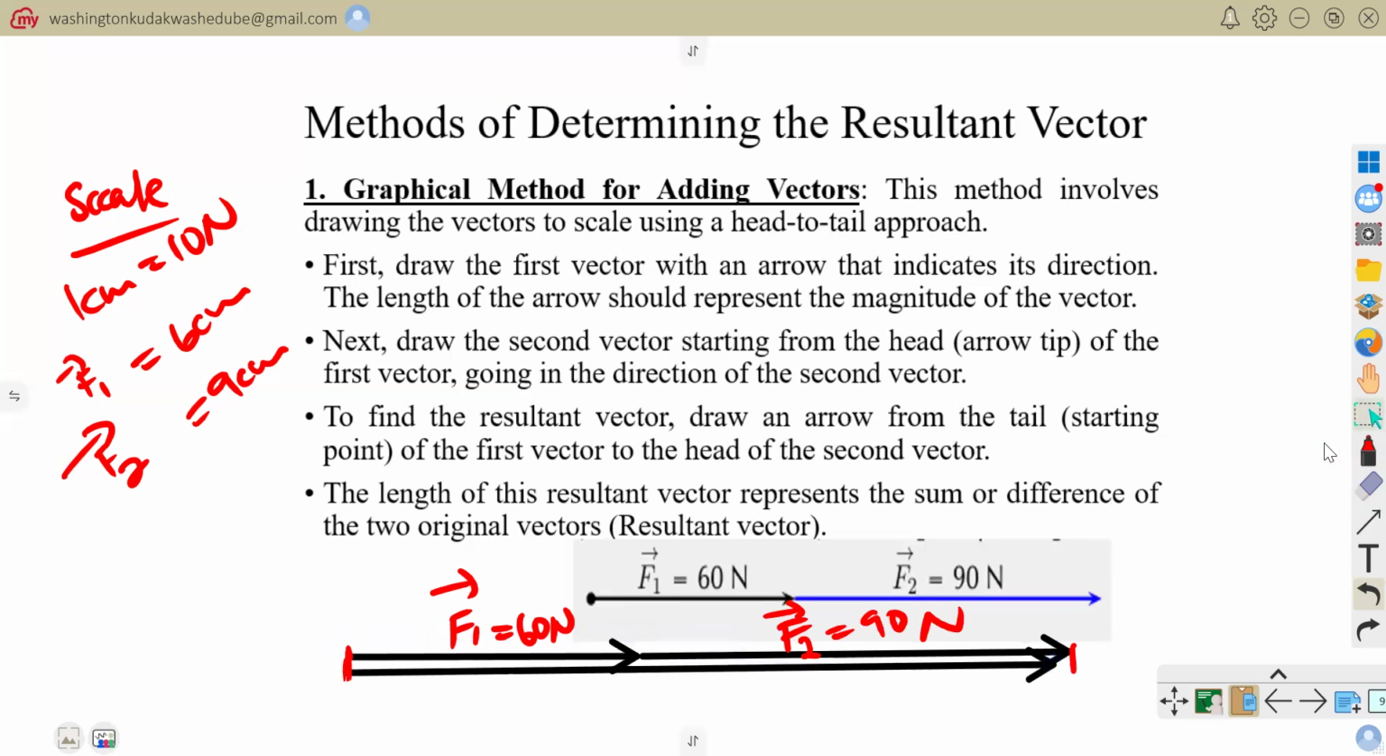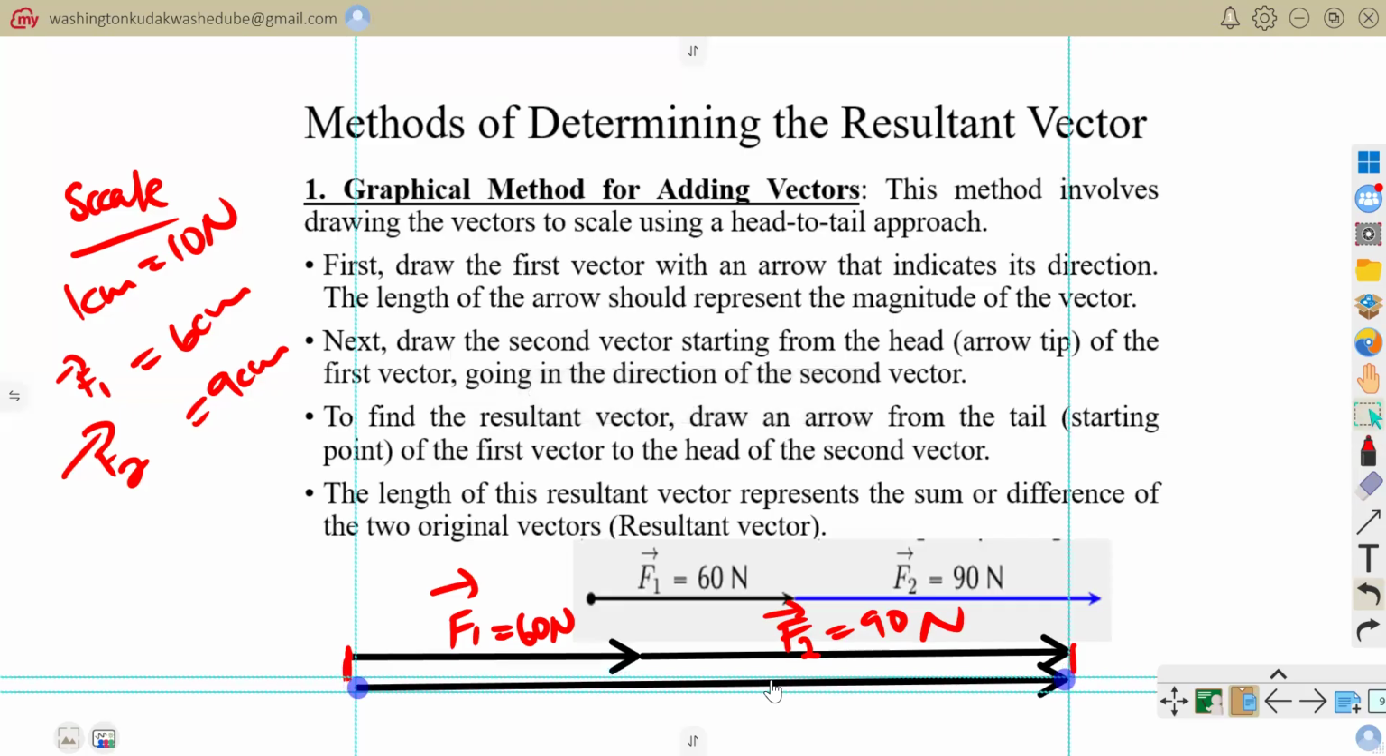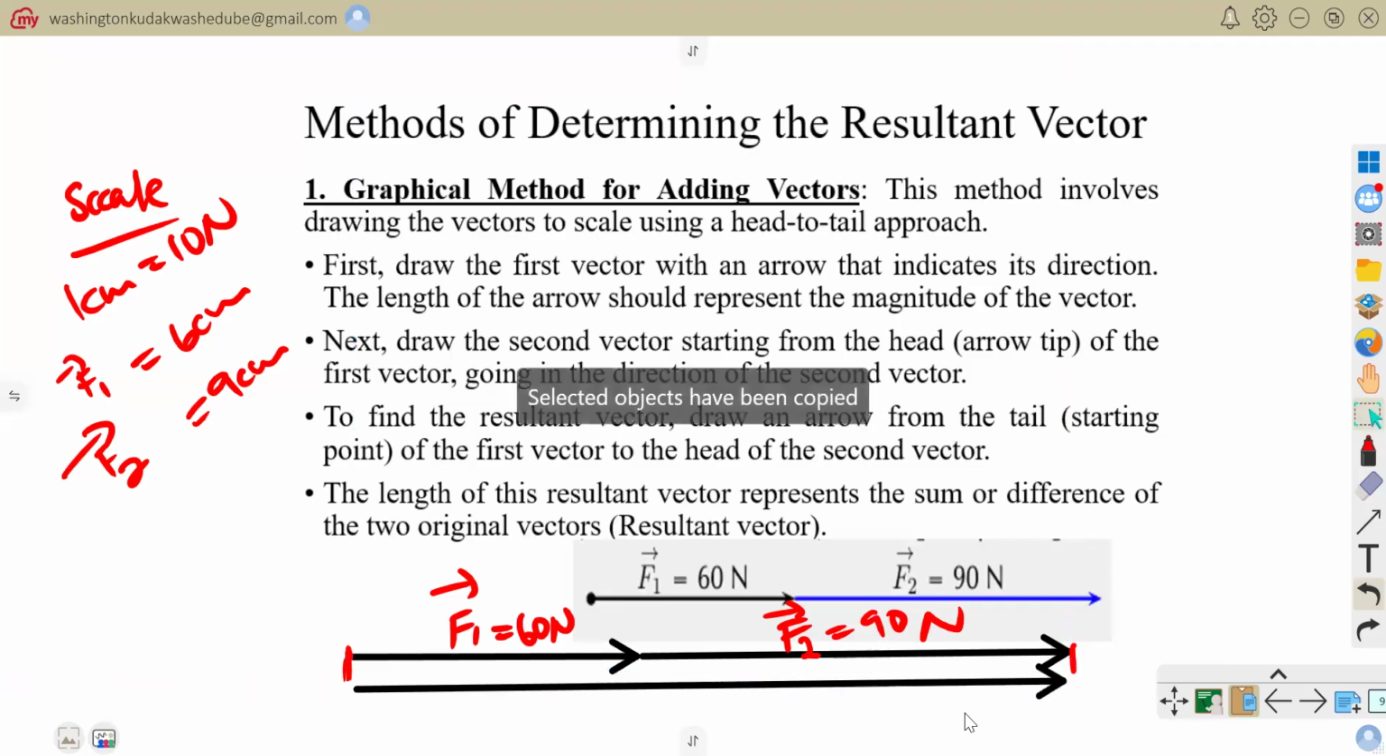So let me try to align it. I'm sure now I've aligned my vectors. Yes, I've tried to align my vectors.